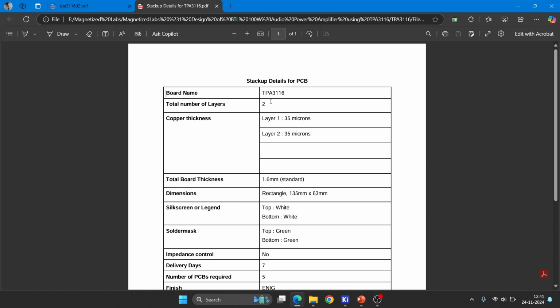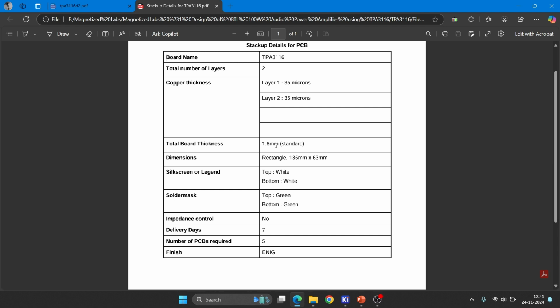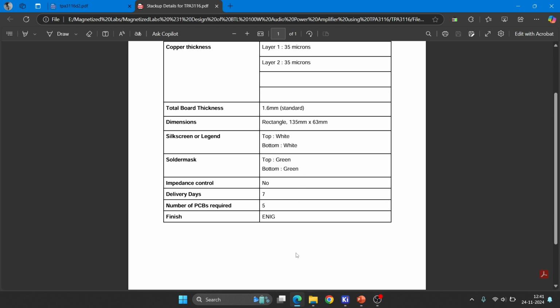Board name, number of layers of the board, and then thickness of these layers, and you can choose the standard format, 1.6 mm standard, and then dimensions you can mention here. Silk screen, you can change the color if you want, also the solder mask color as well, so that also you can mention here. If you need any particular impedance control for your PCB board, that also you can mention here. In such case, if you are mentioning yes here, you have to mention all the impedance controlled traces and thickness, all this information you have to give down.